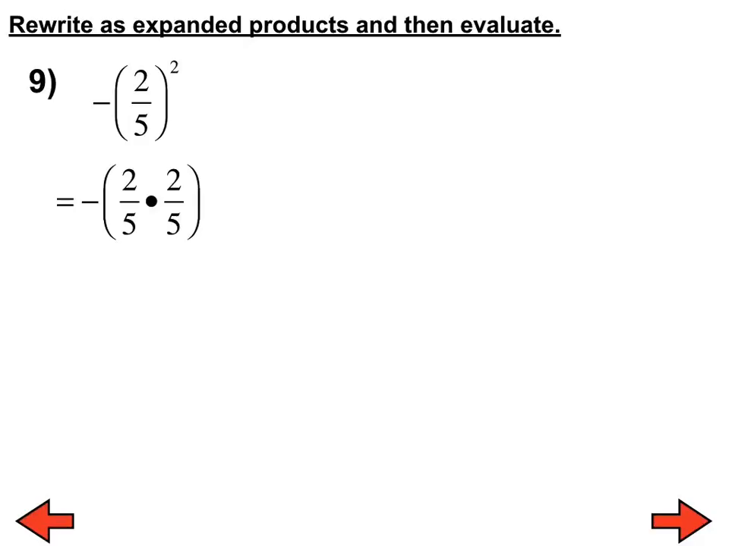The squared is on the outside, so it's telling you that the 2/5 is repeating. So negative, and then 2/5 times 2/5, which is negative 4 over 25.